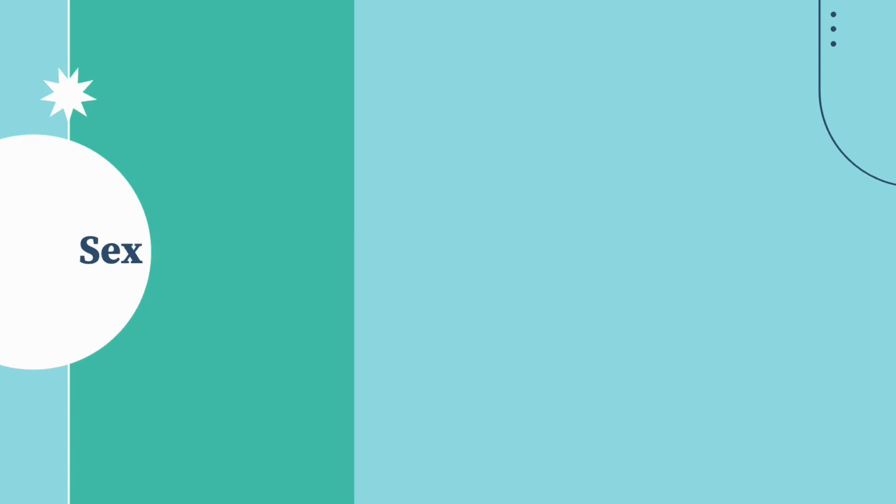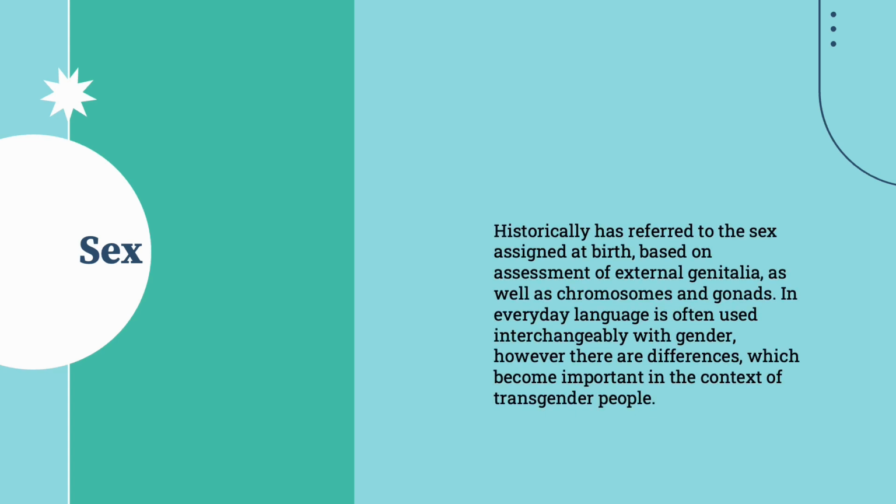And next we have sex, which historically has referred to the sex assigned at birth based on assessment of external genitalia as well as chromosomes and gonads. In everyday language, sex often refers and is interchangeably used with gender. However, there are differences which become important in the context of transgender individuals.